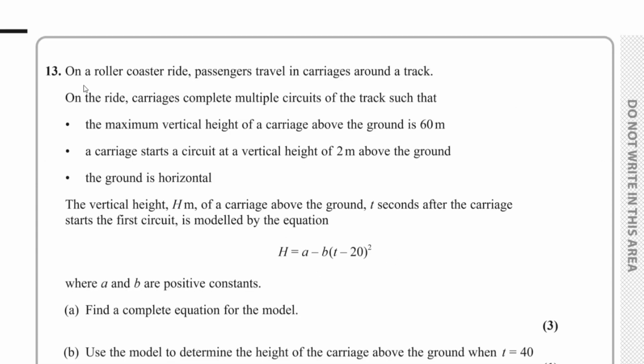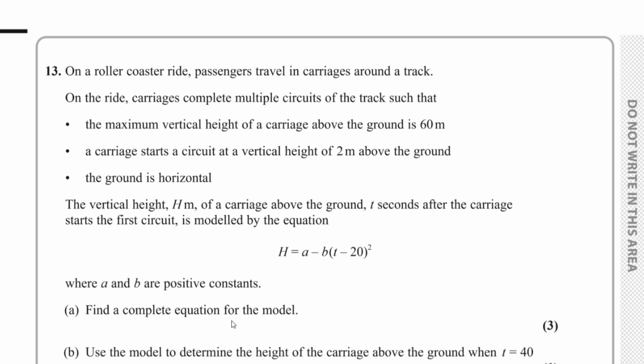Question number 13. On a roller coaster ride, passengers travel in carriages around a track. On the ride, carriages complete multiple circuits of the track such that the maximum vertical height of a carriage above the ground is 60 meters. A carriage starts a circuit at a vertical height of 2 meters above the ground. The ground is horizontal. The vertical height, h meters, of a carriage above the ground, t seconds after the carriage starts the first circuit, is modelled by the equation h equals a subtract b multiplied by t minus 20 squared, where a and b are positive constants.